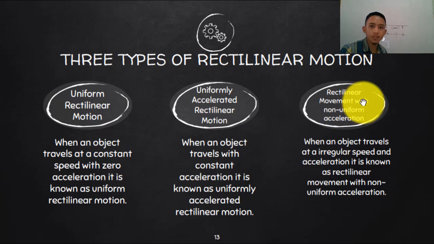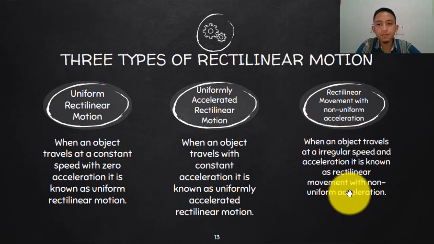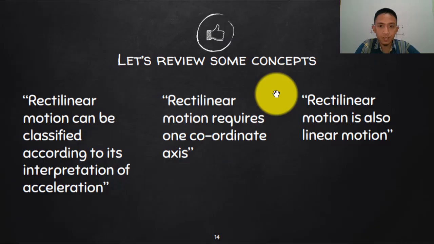We have here also the third, which will happen if your acceleration is varying. Rectilinear movement with non-uniform acceleration. That is our term for that. Again, a while ago, if the acceleration is zero, it means the movement is uniform. That is uniform rectilinear motion. There is a second one wherein there is an acceleration, but that is constant acceleration. That is uniformly accelerated rectilinear motion. And how about if the acceleration is varying? It depends, which is actually the actual scenario if you are driving a car. You can have a varying acceleration. So that is what we call the rectilinear movement with non-uniform acceleration. So that's it, the three types of rectilinear motion.